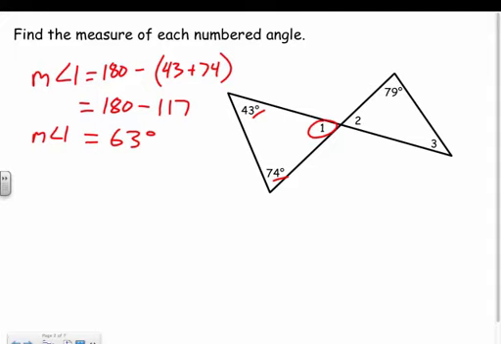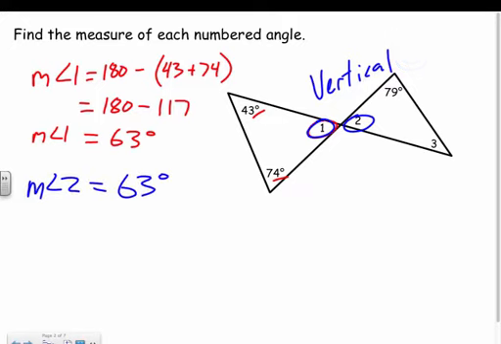Well, if I notice, 1 and 2 are vertical. And what do we remember about vertical angles? They are congruent. So there we go. The measure of angle 2 is also 63 degrees. And then if I notice, now I'm in another triangle. So if this is 63 and this is 79, I can subtract those two from 180 to get angle 3.